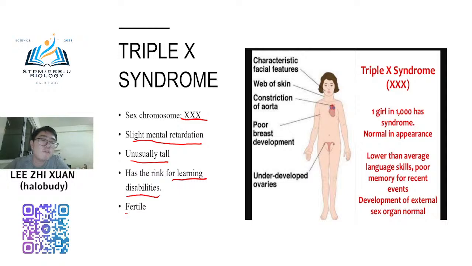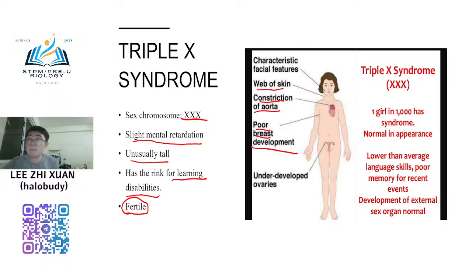But this one is fertile. Fertile meaning that it can produce the ovum. It can produce the ovum. Yeah. And another characteristic is the skin is wet and then constriction of aorta, poor breast development.